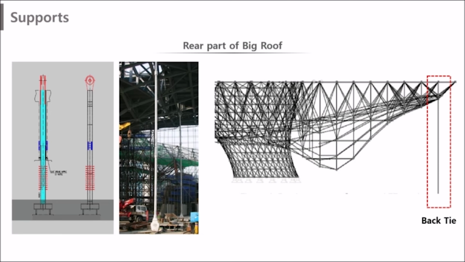Another thing used to support the roof is the back tie. This back tie structure has a total of 2 and is connected to the rear roof to support the roof through tensile force and is applied to adjust the balance of deflection and other effects when earthquake and wind loads act.